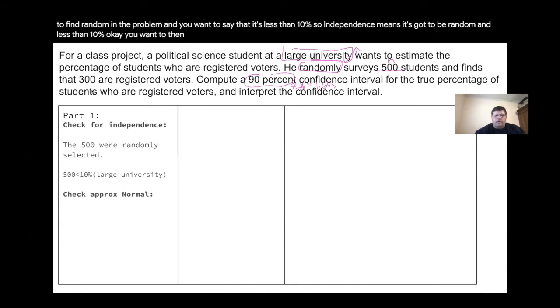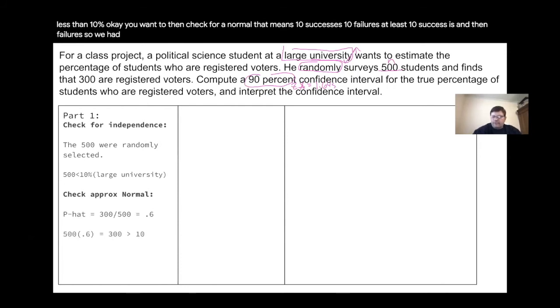You want to then check for normal. That means at least 10 successes and at least 10 failures. So we had 300 successes, which meant he had 200 failures. Both of those are bigger than 10. You have to do this every time.